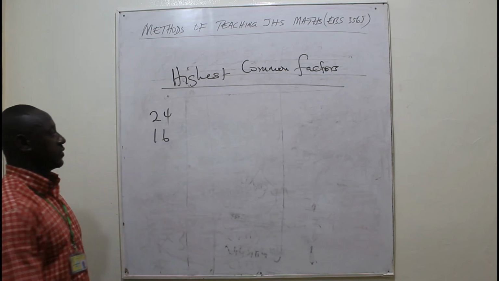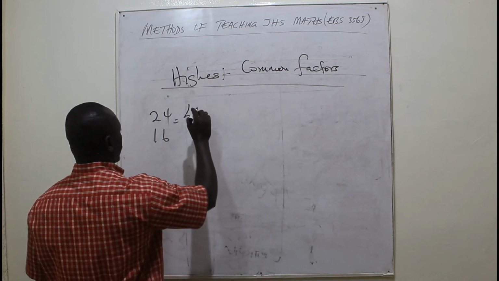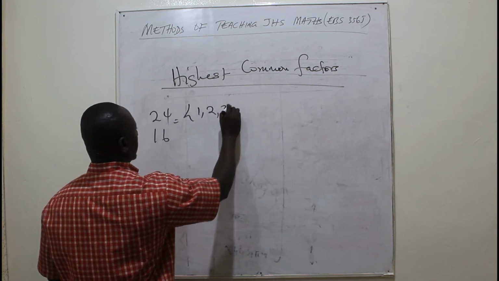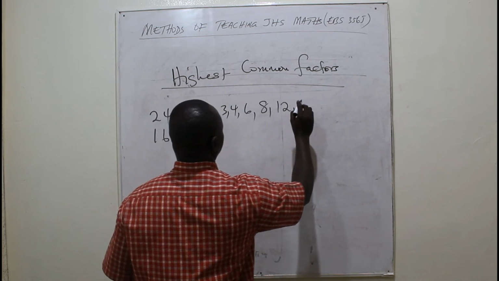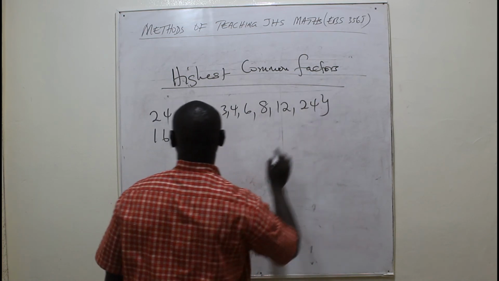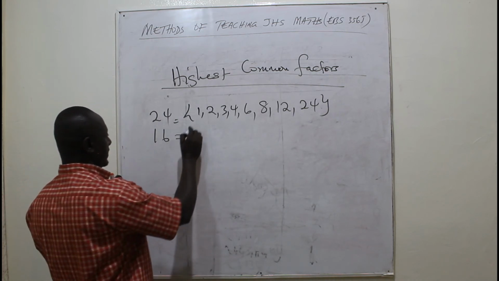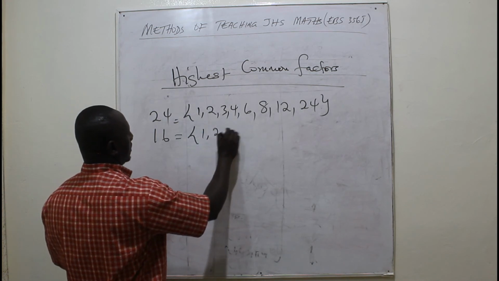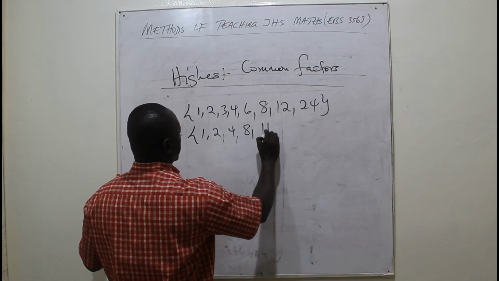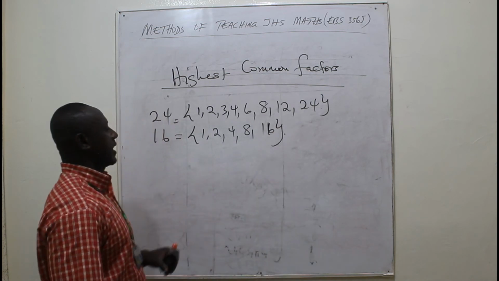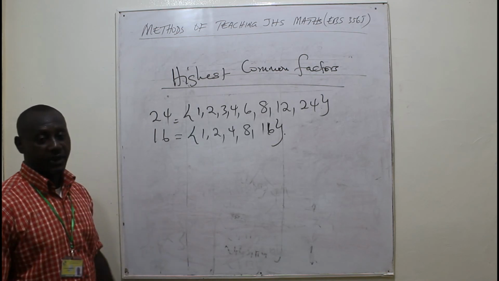So they will list the factors of the numbers. Let's look at the factors of 24. We have 1, 2, 3, 4, 6, 8, 12, and 24. Let's look at the factors of 16. We have 1, 2, 4, 8, and then 16. After you are done with that, you guide the children to list the common factors.